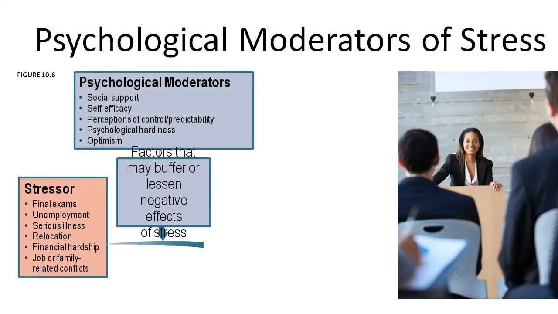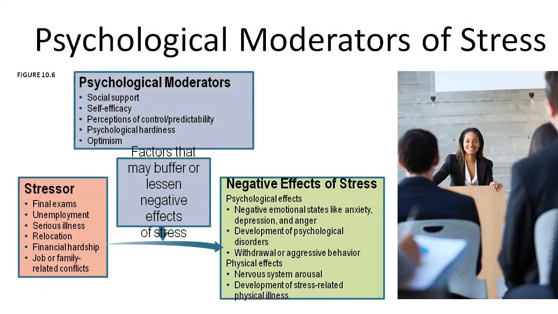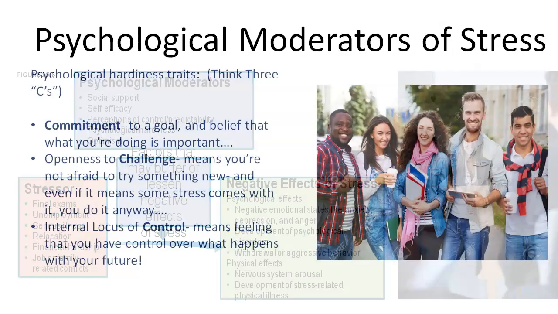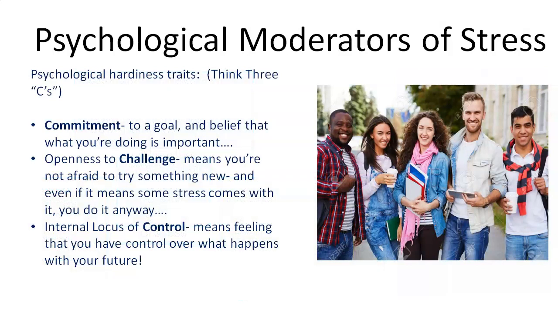Then we have psychological moderators of stress. You will just need to know some examples of this, which you will see up here. So social support, self-efficacy, perception of control or predictability, psychological hardiness, and optimism. And then going one step further, another thing you will need to know for psychological hardiness is the 3 main parts of it, known as the 3 C's of psychological hardiness. So that's commitment, openness to challenge, and internal locus of control.